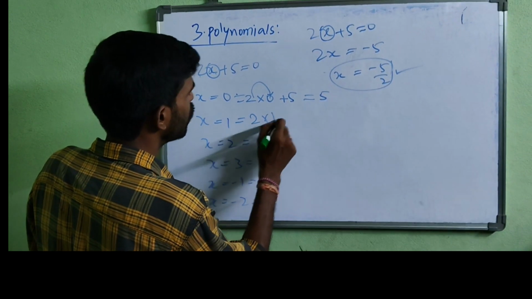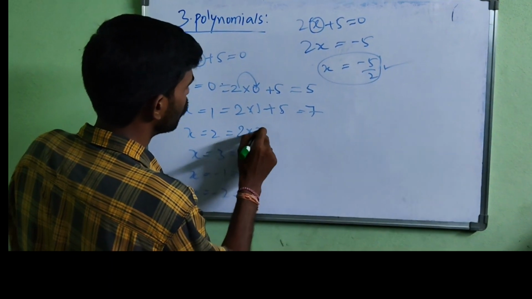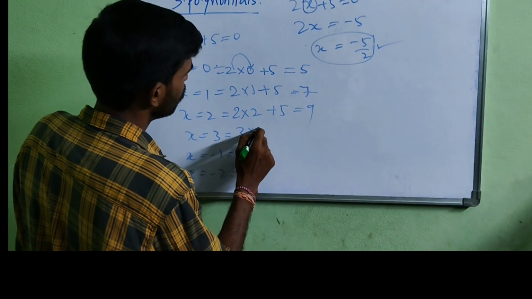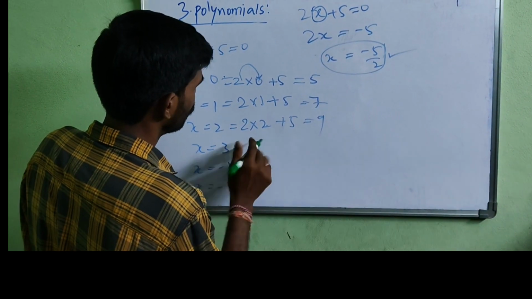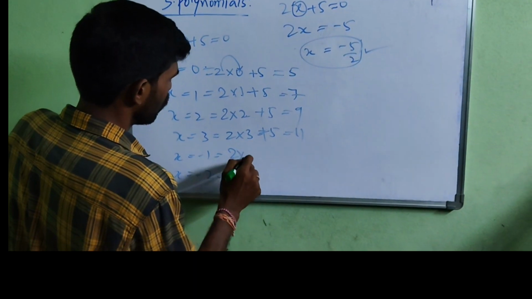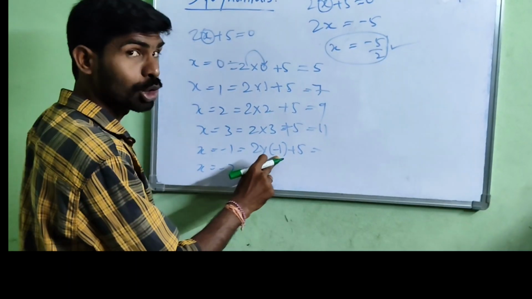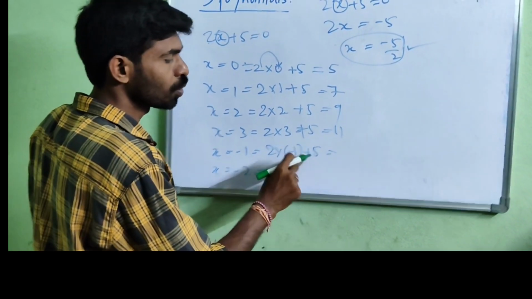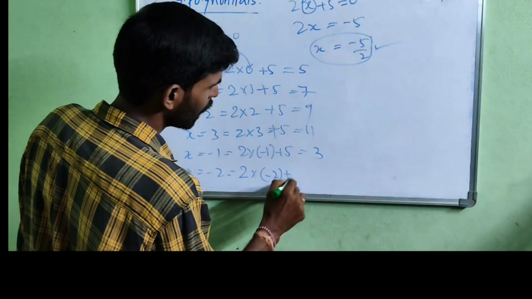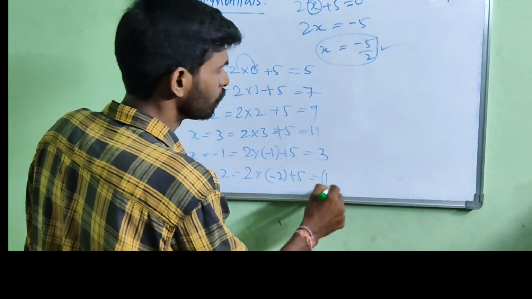Next, 2 into 1 plus 5. 2 ones are 2, plus 5 is 7. 2 twos are 4, plus 5 is 9. Here 3: 2 threes are 6, plus 5 is 11. 2 into minus 1 plus 5. How much is it? 2 ones are 2, but it is minus 2. Minus 2 plus 5 is 3. Then 2 into minus 2 plus 5. 2 twos are 4, so minus 4 plus 5 is 1.